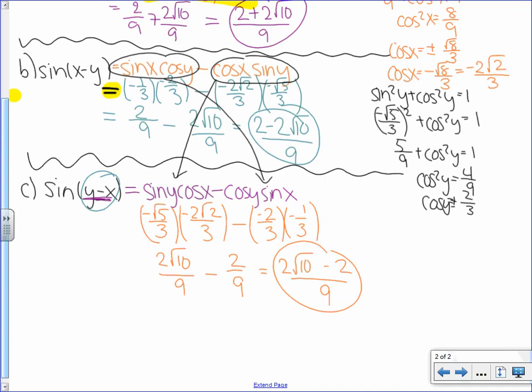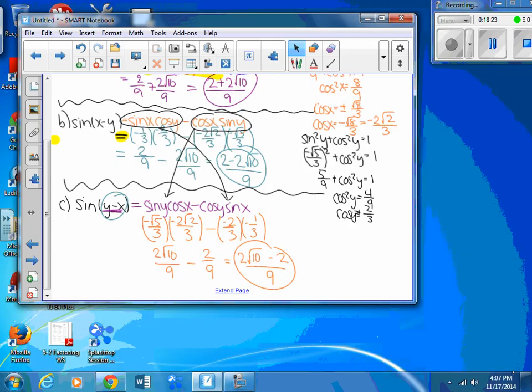Remember, subtraction is not commutative. So the fact that for part B, the 2 square root of 10 was the second term, and for C, the 2 square root of 10 is in the first term, that's kind of a big deal. So we did not get the same thing, but that is all I got for you guys. So another identity to keep in your pocket. And we will use more of this tomorrow. Have a great night.